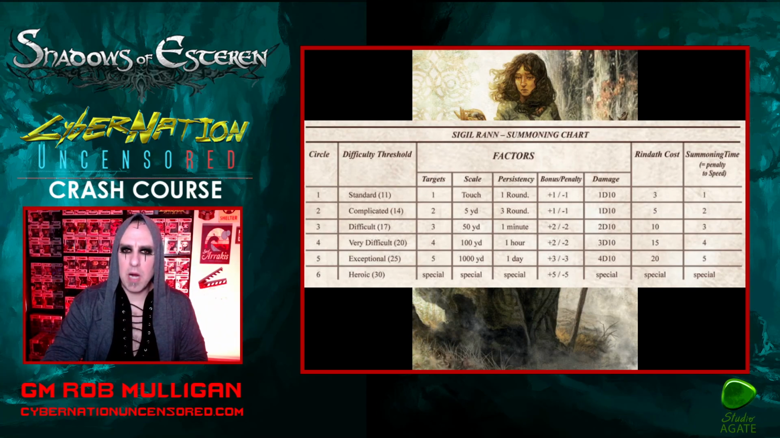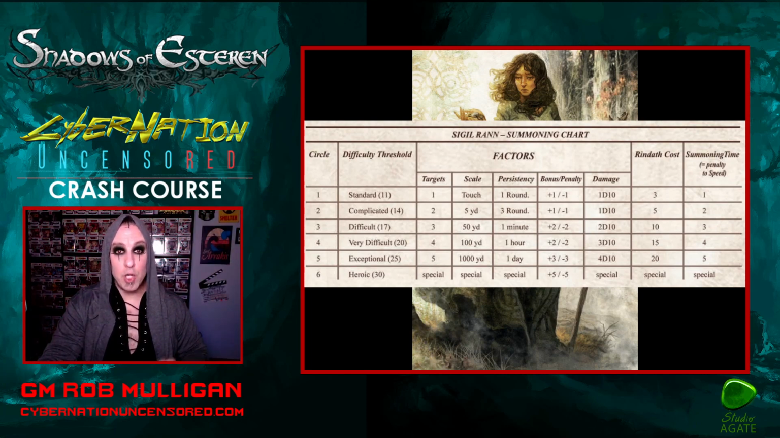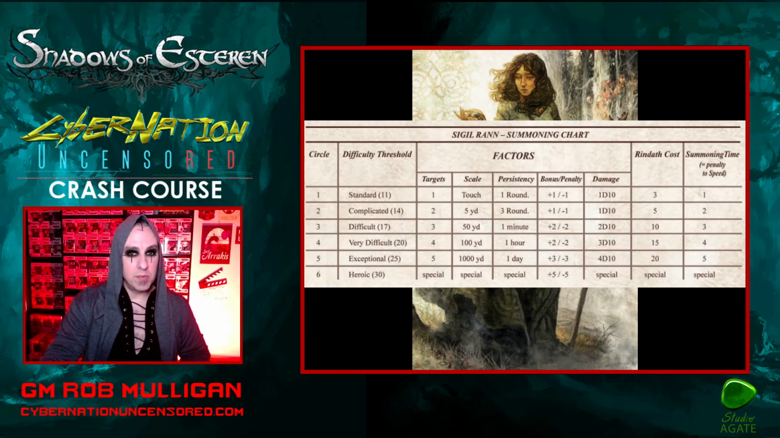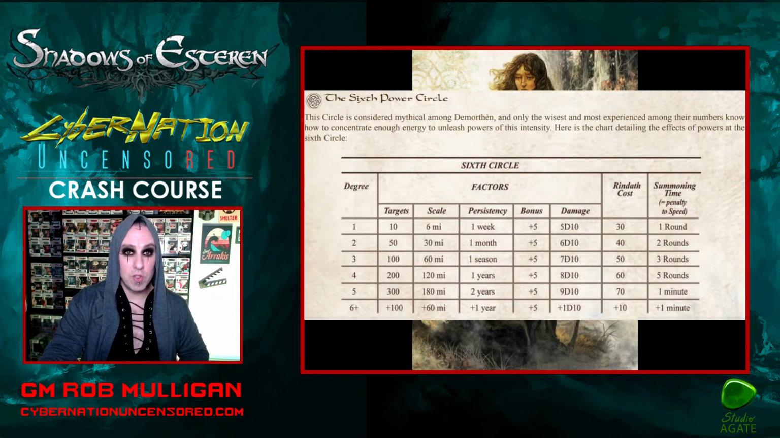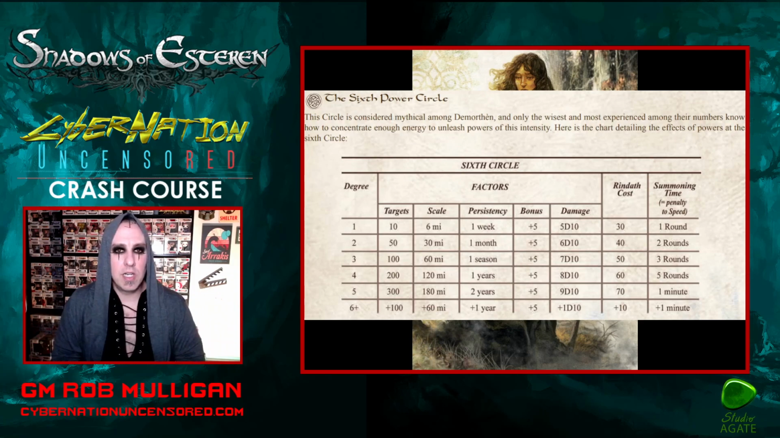All right, let's get into that 6 power circle, because I do want to point out here, if you look at that 6th level, you'll see in some of those factors and cost and summoning time, all that stuff, it says special. And that's because when you get up to that heroic level, let's look at that difficulty threshold of 30, heroic on the 6th circle, you're getting up to just a new level, and it has its own chart that has its own degrees. So once you get up to that 6th circle, you have 6 degrees within that, and it can even go beyond that. But this circle is considered mythical among Demorthen, and only the wisest and most experienced among their numbers know how to concentrate enough energy to unleash powers of this intensity. So, like I said, it's a heroic difficulty threshold of 30. So you understand that it's a really experienced Demorthen, okay?